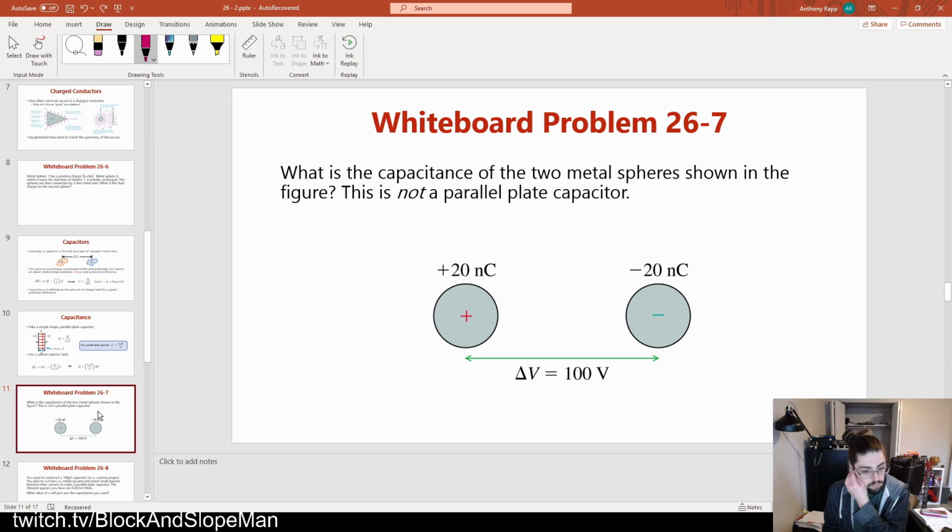This will be a quick whiteboard problem. I've got two spheres, one charged at positive 20 nanocoulombs, one charged at negative 20 nanocoulombs. There's a potential difference of 100 volts between them. This is not a parallel plate capacitor. I keep saying conductor in place of capacitor. This is not a parallel plate capacitor. What is the capacitance of this pair of objects?